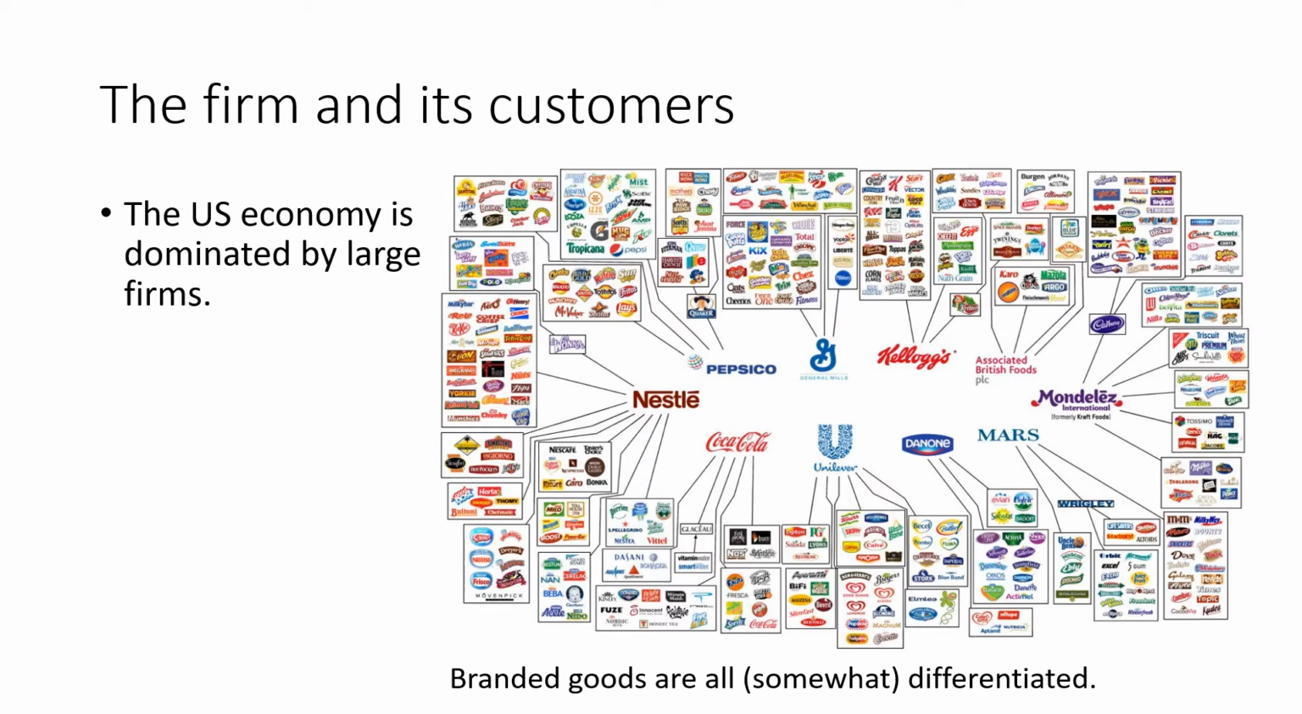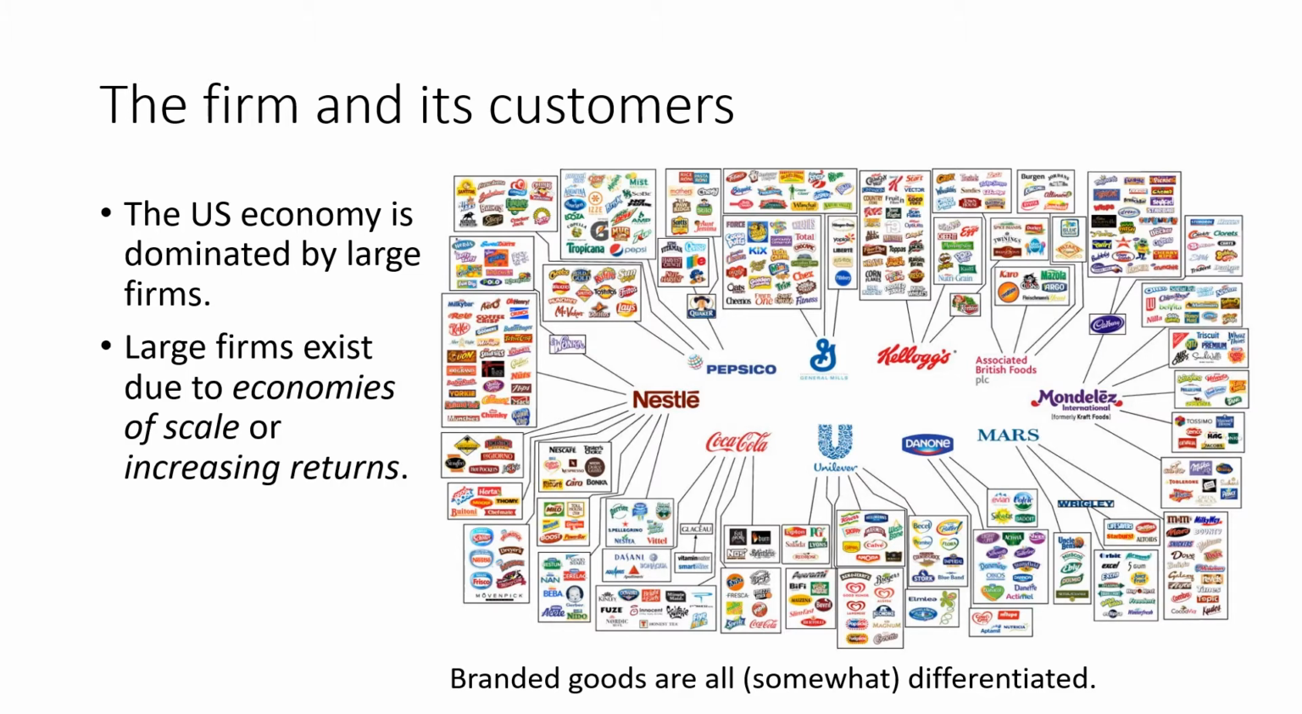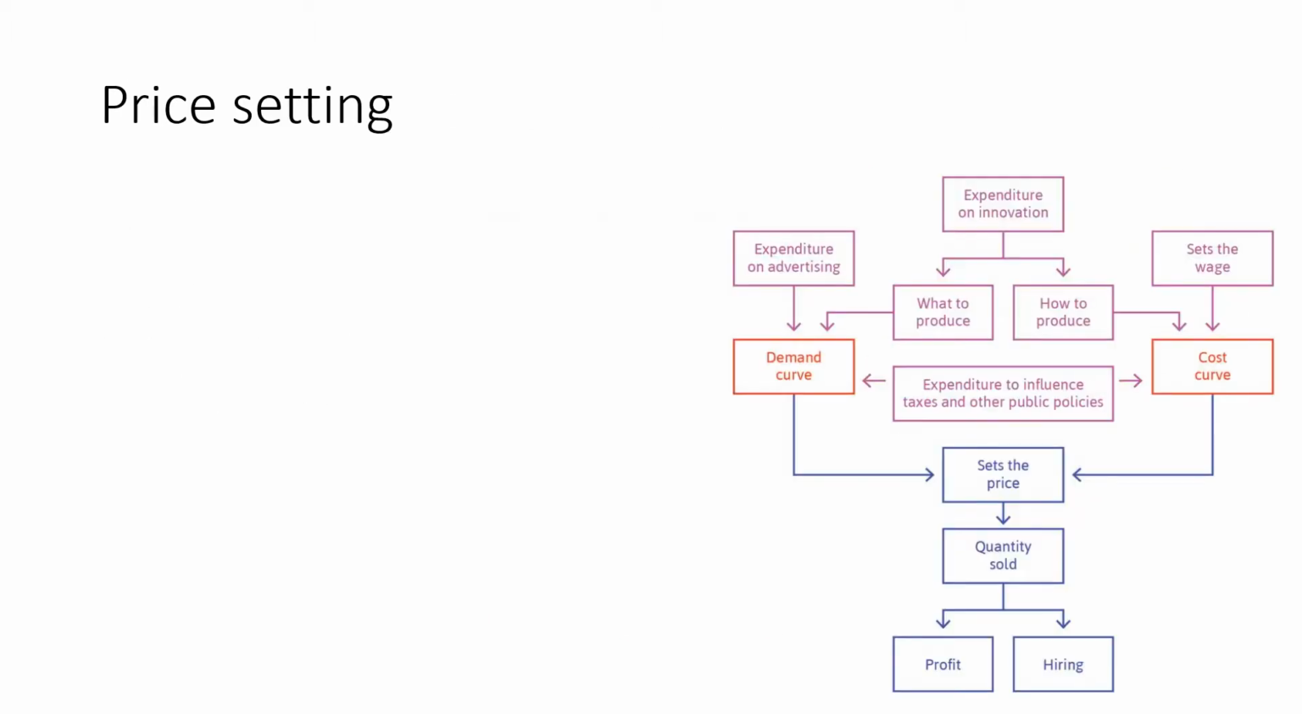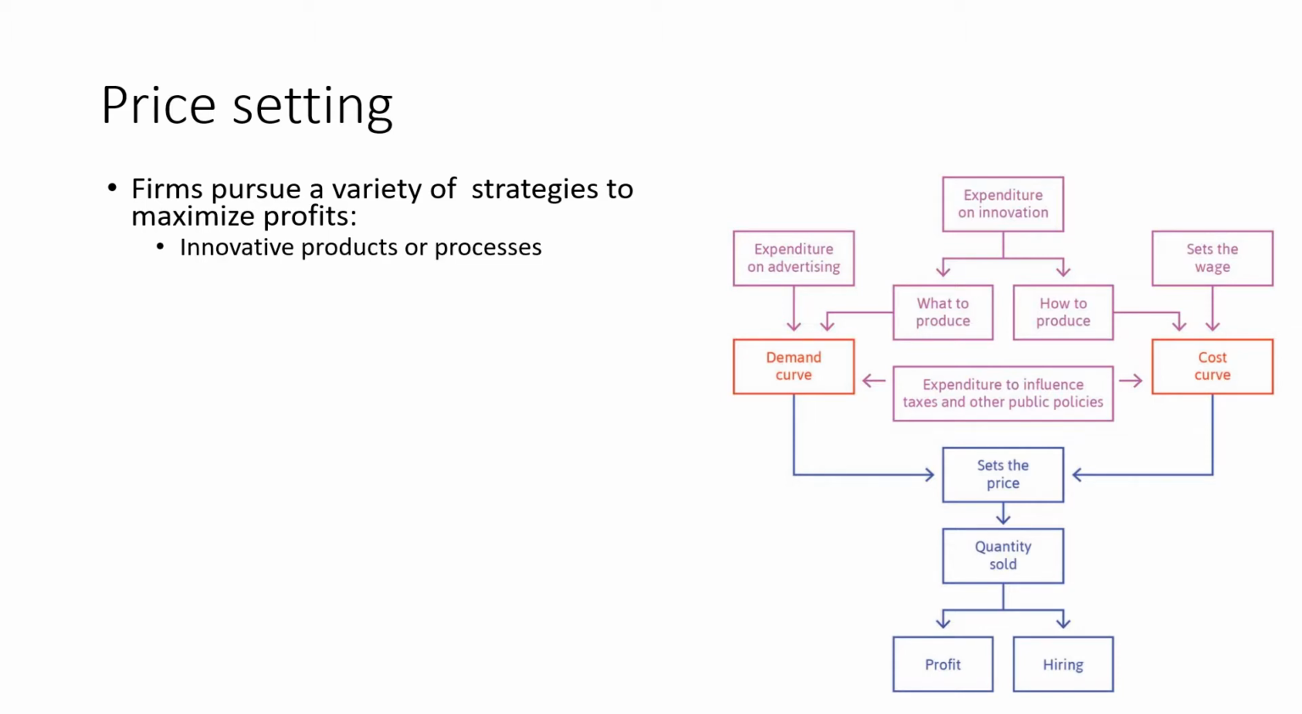As we all know, the US economy is dominated by large firms, and large firms exist due to economies of scale or increasing returns. And these firms are typically price setters. In the price-setting situation, firms pursue a variety of strategies to maximize their profits. For example, they innovate products or processes, they advertise and market. They can do political lobbying, they can do wage setting, they can do price setting.